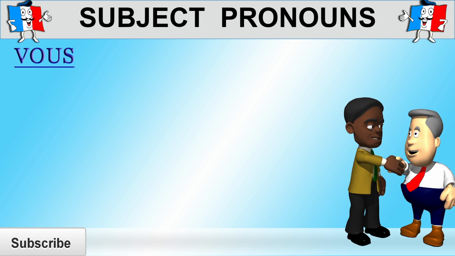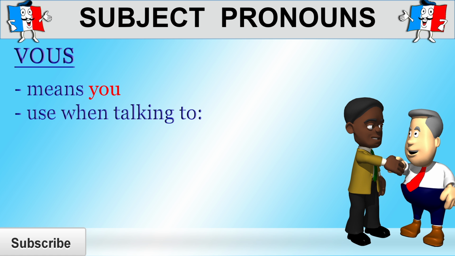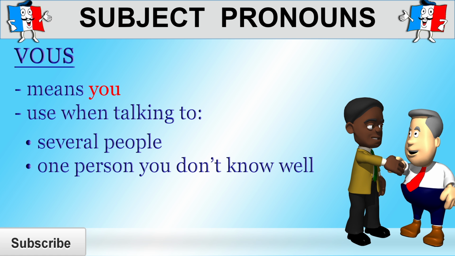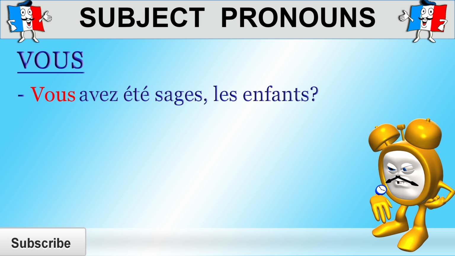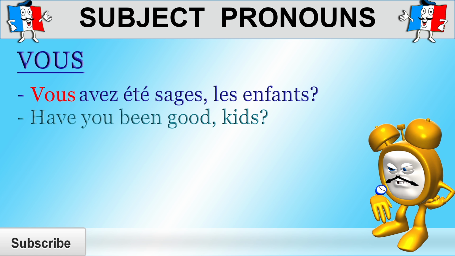Now let's have a look at vous, the second way of saying you. Unlike tu, vous is used when talking to several people or when talking to one person you don't know well, such as your boss, the baker, or a stranger. For example, vous avez été sages les enfants? Have you been good kids? We're using vous because we're talking to the kids, so we're talking to several people.